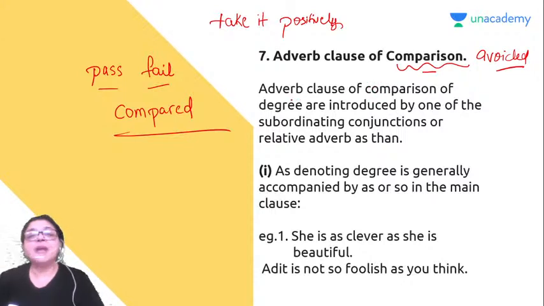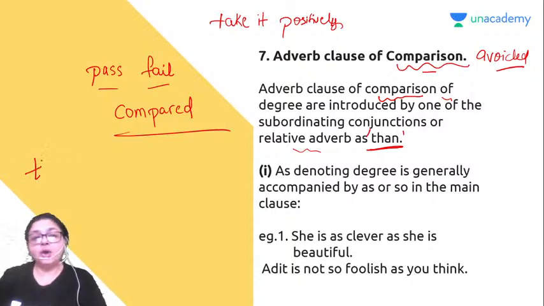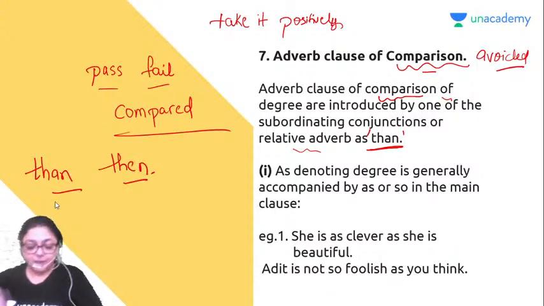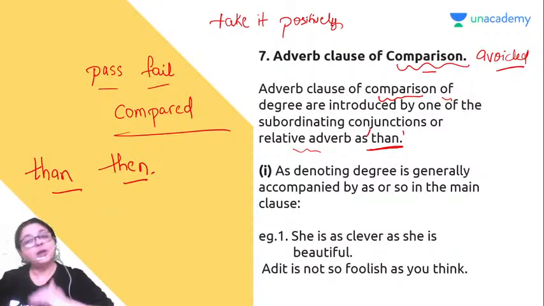Yes, okay. Now, adverb clause of comparison. Now, here this comparison is necessary because it cannot be avoided. Of degree. Yes, comparisons of degree are introduced by one of the subordinating conjunctions or relative adverb as than. Now in my yesterday's lecture, I have done the explanation of the difference between than and then. Yes, the difference between than and then is very important. I did words often confused yesterday, and in that I explained when to use than and when to put then.